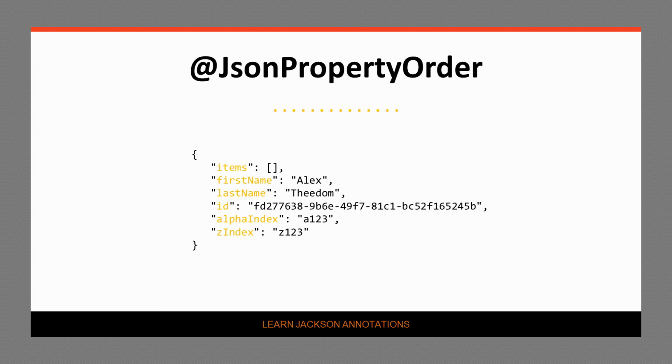At this point, it's probably worth mentioning that the JSON specification itself does not enforce property ordering. Nevertheless, Jackson gives us this nice feature so that we can control property order.